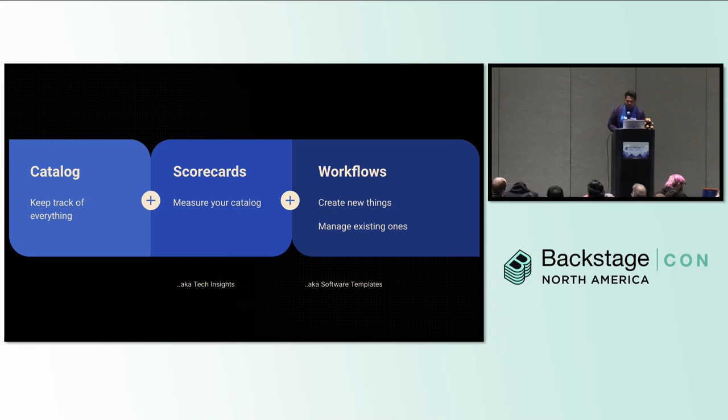And here are the three core pillars of an IDP, right? You might have seen, look up any IDP, hosted, non-hosted. These are the three pillars you will find. There is a catalog to keep track of everything. There are scorecards which will help you measure what you have in the catalog. And there are workflows which will help you create new things in the catalog and manage the ones you have. The first two are the visibility pillars. The last one is the automation pillar. They have different names. So in Backstage, they are called software templates or scaffolder. And the middle one is open source Tech Insights that you can use or build your own.